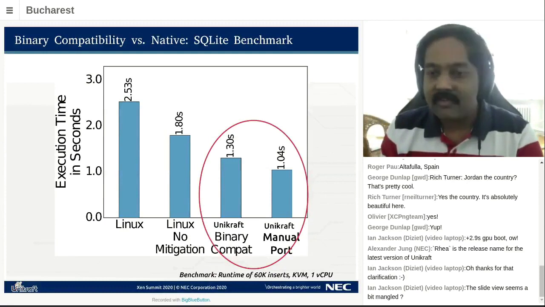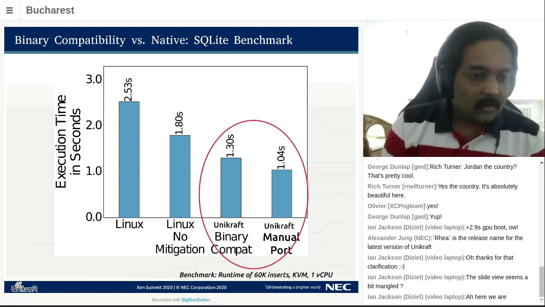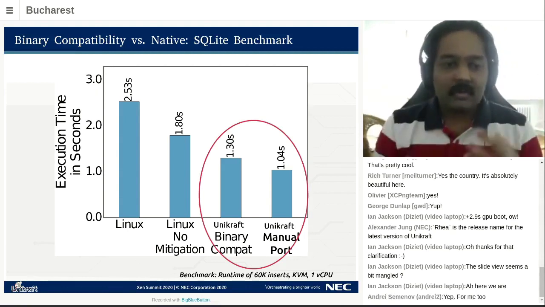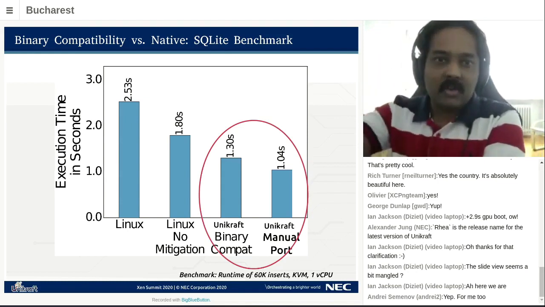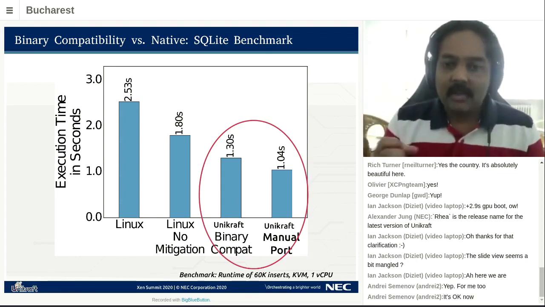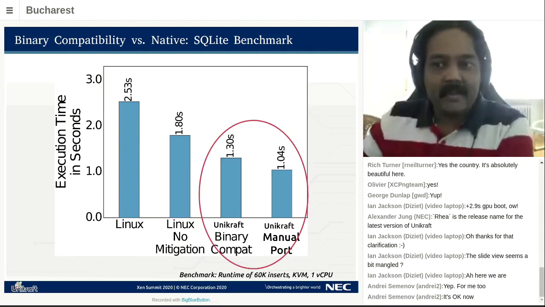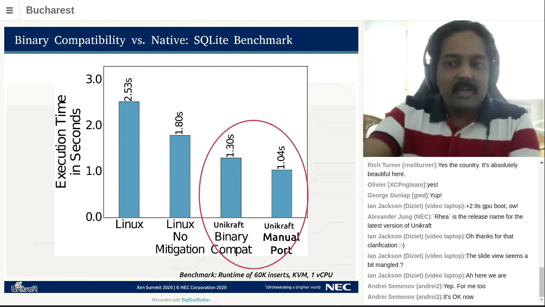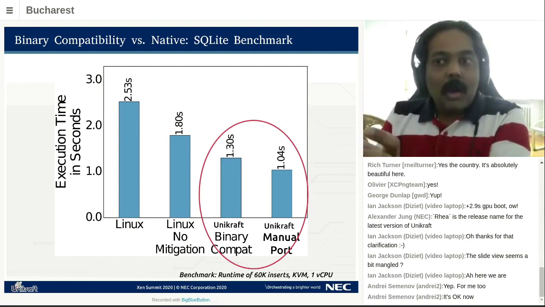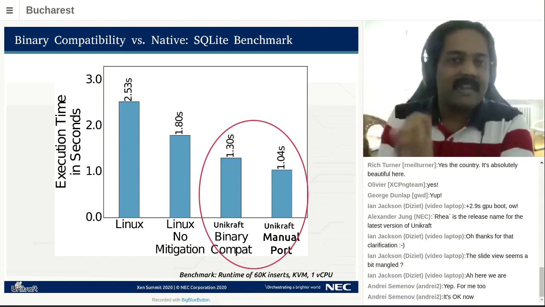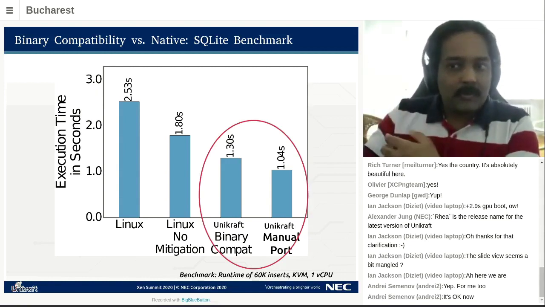And to measure that, we did some performance measurements. What we did here was run Unikraft with SQLite and compare it with running the SQLite benchmark on Linux. The benchmark runs 60K inserts, and we see how well we are performing. In terms of performance, we were able to better the performance of Linux. And if you compare the last two graphs, the manual porting versus the binary compatible porting, we perform much better with manual porting, because of the interactions involved with the binary compatible mode. With this one, we were able to achieve about 1.3 seconds to complete this benchmark.